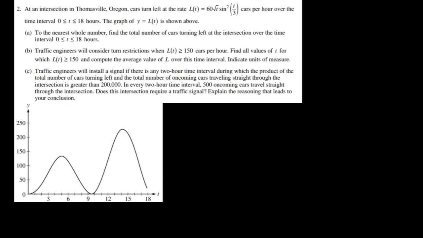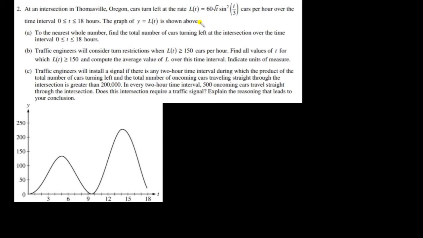So, part A, to the nearest whole number, find the total number of cars turning left at the intersection over the time interval from 0 to 18. So to do this, we're going to look at L of t a bit more closely. What exactly is L of t showing us? It's showing us at any particular time how many cars per hour are traveling through the intersection, right? So like at time t equals 2, I can know exactly how many cars per hour are traveling through the intersection. But I don't want the number of cars per hour at a certain time. I want to know the total number of cars over a long period of time, right?